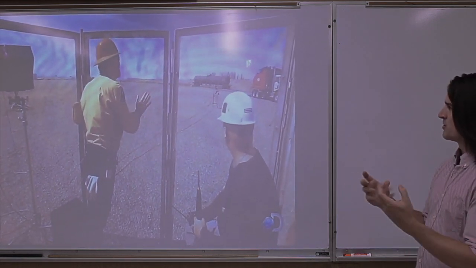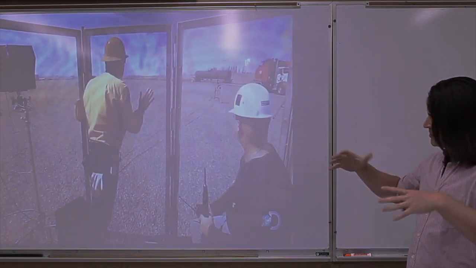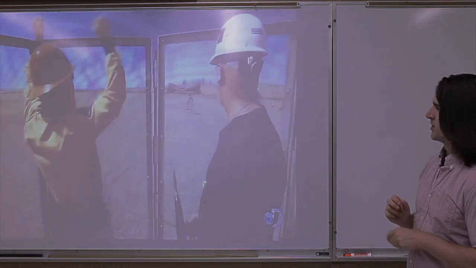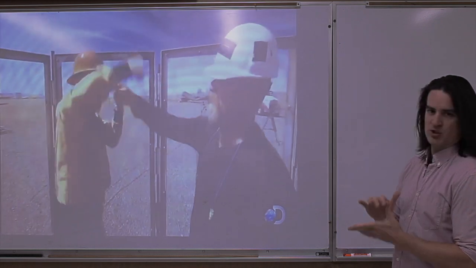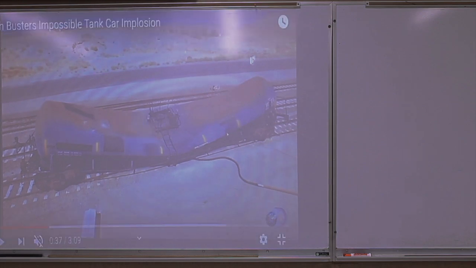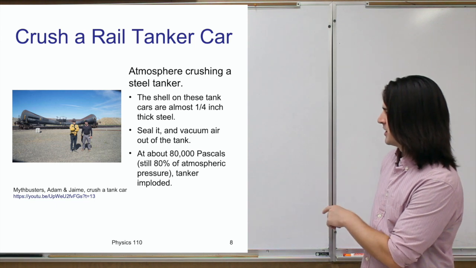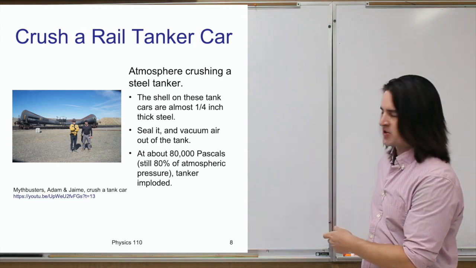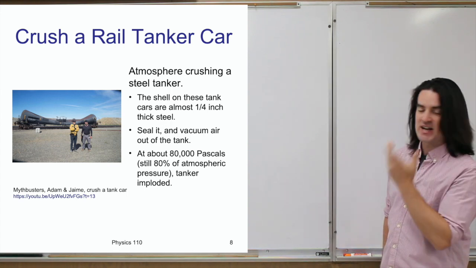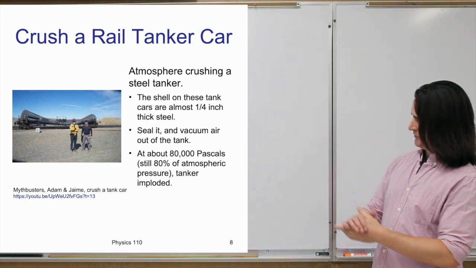So all they're doing is lowering the pressure inside, and it's the pressure from the outside, the atmospheric pressure, that's always pushing down onto this, pushing in all directions. And eventually, the pressure difference becomes so great that it can crush steel. The pressure gauge is actually showing that they only had to reduce the pressure inside to about 80,000 pascals, which is still about 80% of atmospheric pressure. But right around there, the tank imploded.